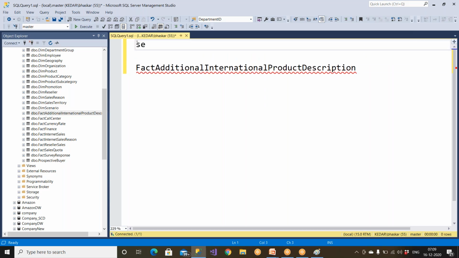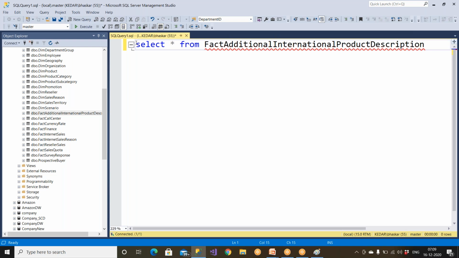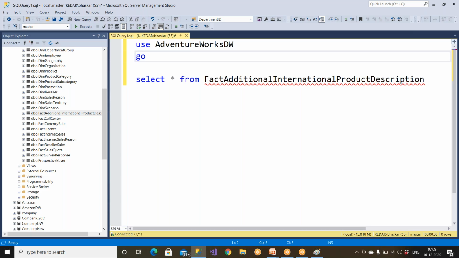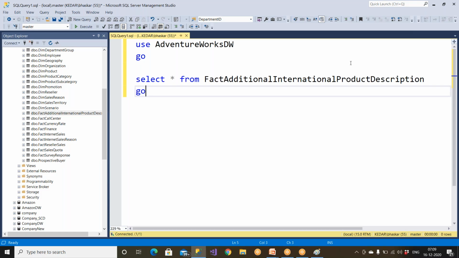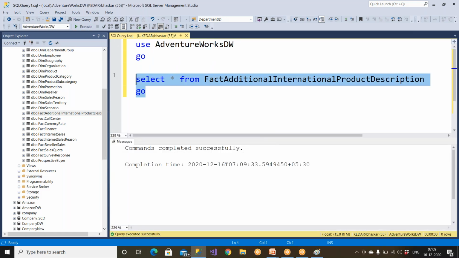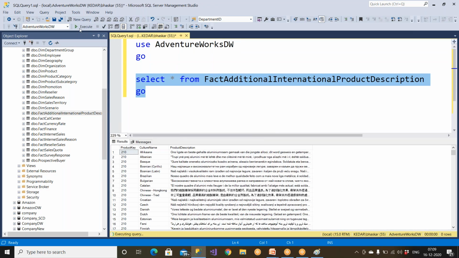So I'm writing some command. You don't worry about what I'm writing. This is the command to read the data. From where I wanted to read the data, I say use this database. This is the command. All these are SQL commands I'm writing, and you're going to be learning all these commands very soon. I'm going to be executing this command.